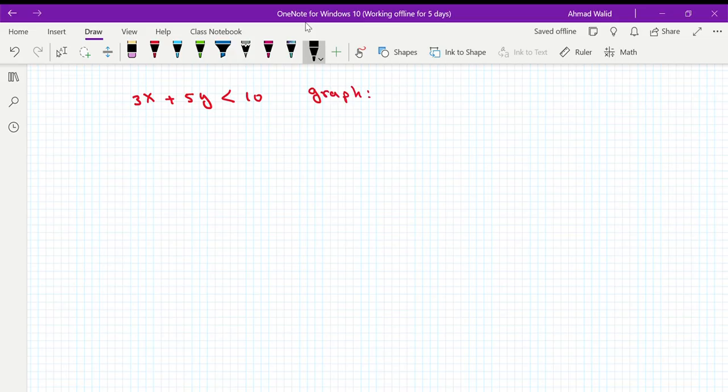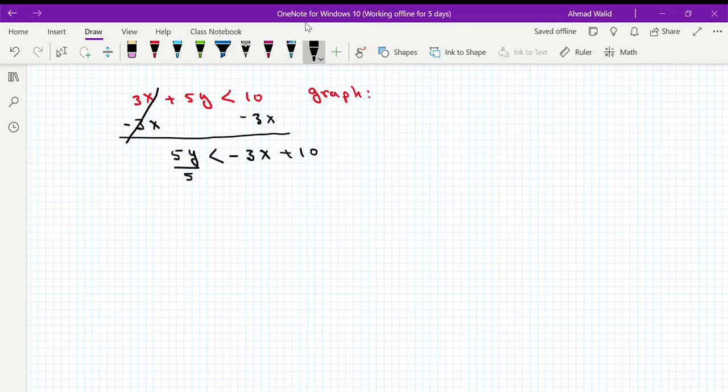First thing to do is step 1, solve it for y. Subtract 3x from both sides, correct? These two cancel out. Then you can write 5y less than negative 3x plus 10. Divide by 5. Then y less than negative 3 over 5 x plus what? 2.